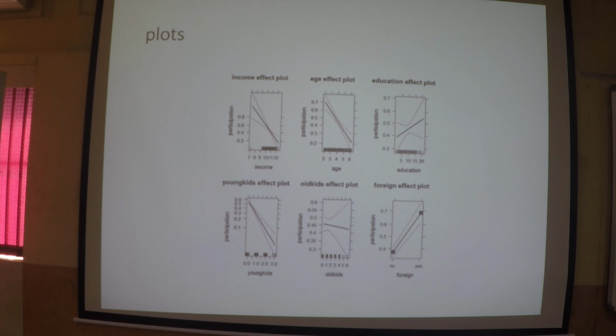What can you say about education? As education increases, what happens to the probability of participation? Increases, but by a very small amount. If you are completely uneducated, there is a 40% chance that you will be working. If you are highly educated, there is around a 50 to 53% chance. So it doesn't really increase so dramatically. That's why the coefficient of education was not very significant.